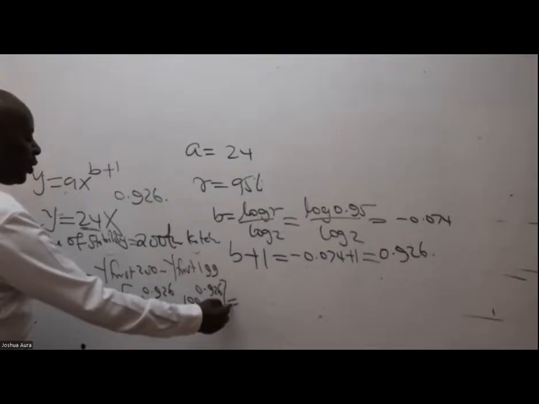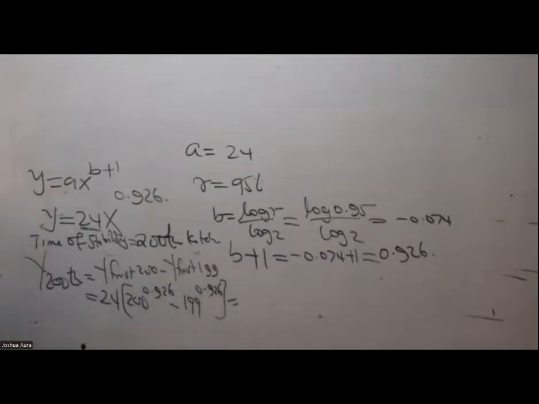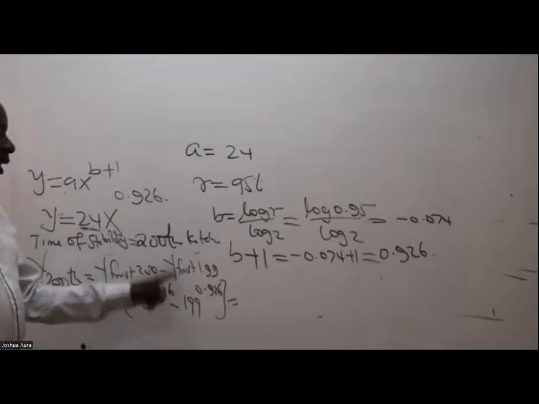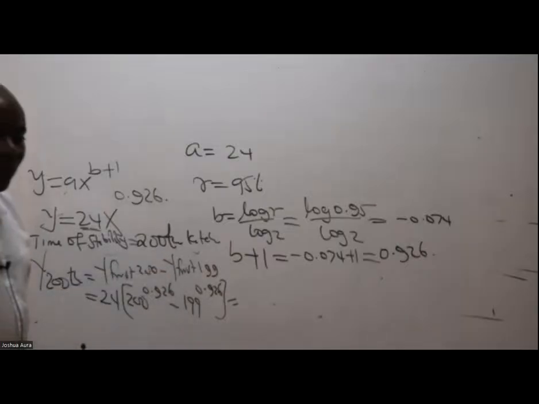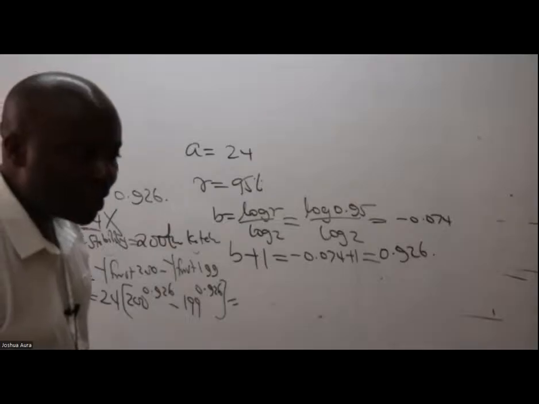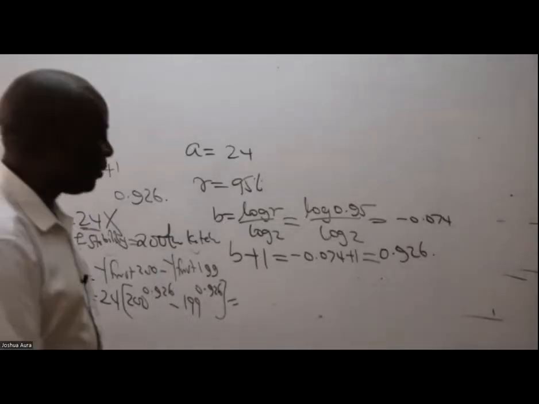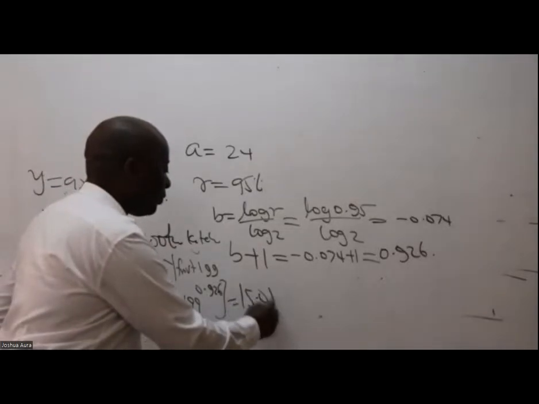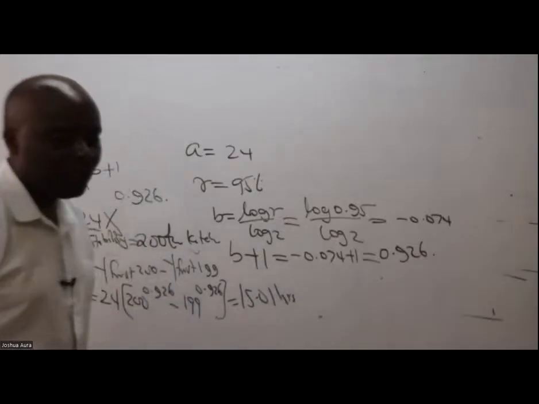I'm so sure you must have gotten this correctly. How much did you get, somebody? 24 times, open brackets, 200 raised to this, minus 199 raised to that. They say it is 15.01 hours.